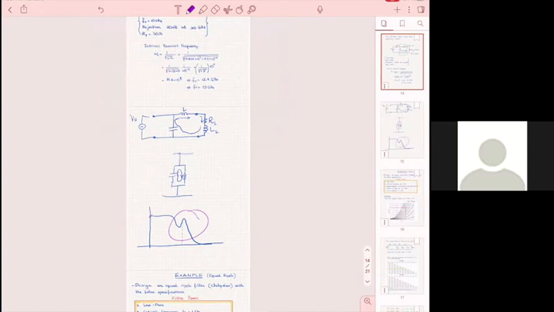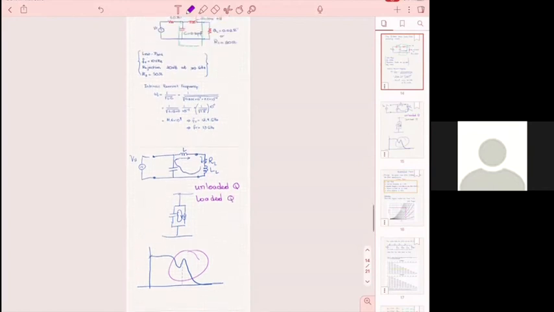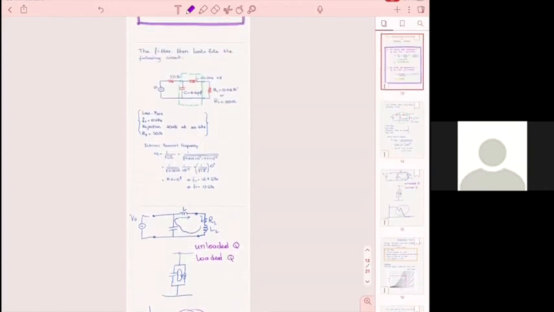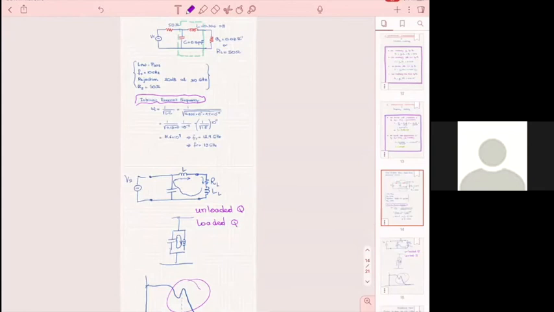The other thing I want to tell you before we go there: a lot of times you will hear people talking about, and we will come back to it later, an unloaded Q for resonators and a loaded Q. Unloaded Q is what I call the intrinsic resonance. It means I don't look at the load, I look at the intrinsic resonance of my circuit.